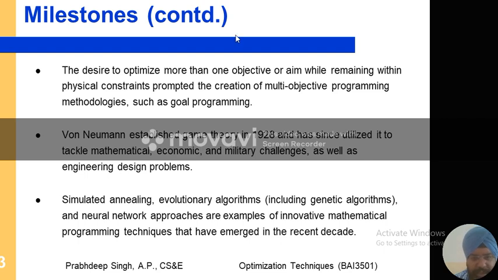Von Neumann established game theory in 1928, and it has since been utilized to tackle mathematical, economic, and military challenges as well as engineering design problems. Simulated annealing, evolutionary algorithms, and neural network approaches are examples of innovative mathematical programming techniques that have emerged in the recent decade.